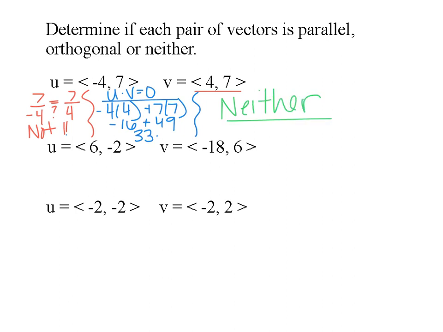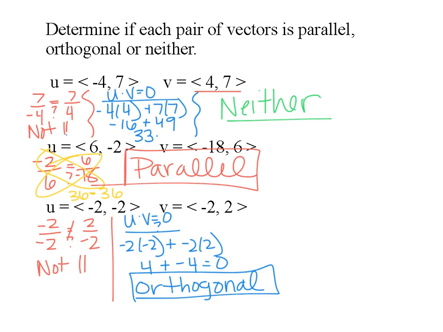All right, so for these next two, why don't you try that process? Test parallel, see if the dot product is 0, if they're orthogonal. If it's neither of those, you can just say neither. If you find out that it's one of them, then you can stop there, right? Because if things are parallel, they're obviously not going to be perpendicular and vice versa. So pause here, see if you can try that process with the next two sets of vectors.